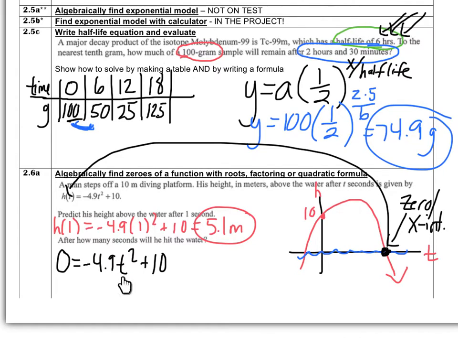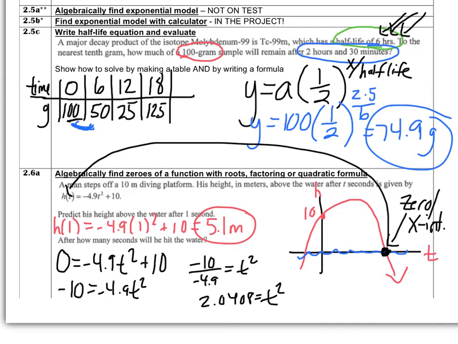So if that's 0, if I look at this equation, I can actually solve this by doing just basic algebra. The reason I can use basic algebra is I can get t by itself. If there was a t squared and another t, I could not. So to solve this, let's first start by subtracting 10 on both sides, which leaves us with this value. Then I'm going to divide by negative 4.9 on both sides, which will leave me with this value here, which simplifies to 2.0408.